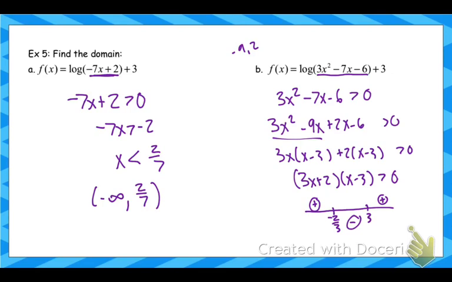Since the answer to my question is when is it greater than 0, my answer is the positive intervals. So the answer here for my domain would be from negative infinity to negative 2/3, and then from 3 to infinity. So really this question is just a review for you guys from last semester about quadratic inequalities. This isn't as much of a log question as it really is just a quadratics review.